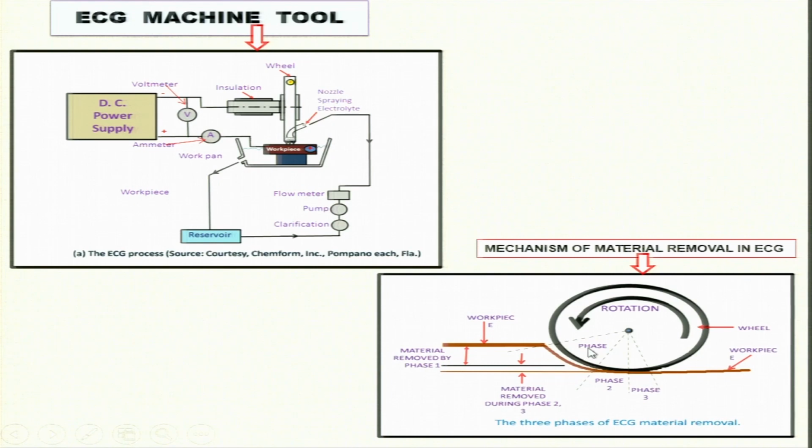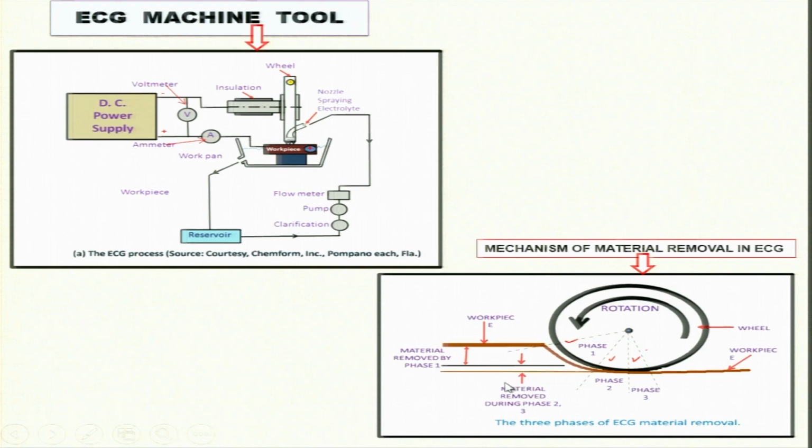Three phases are shown: phase 1, phase 2, phase 3. Now you can see here phase 1, phase 2 and phase 3. Now here you can see three phases, and the mechanism of material removal in all these three phases is different.